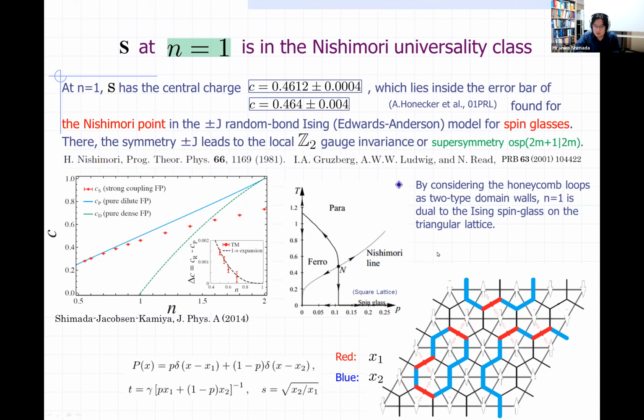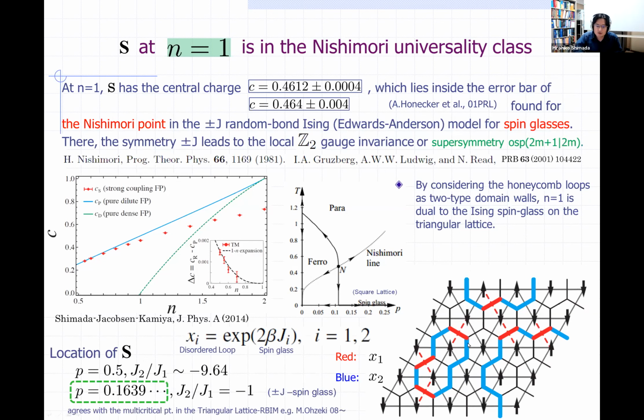Indeed, we can check this correspondence by explicit duality in the presence of disorder. Even in the presence of this dilution, red represents x1 and blue represents the weaker one, and then we actually have duality. It's there for the random bond Ising model on the triangular lattice. So if we also change the bond probability, it matches with this observation.